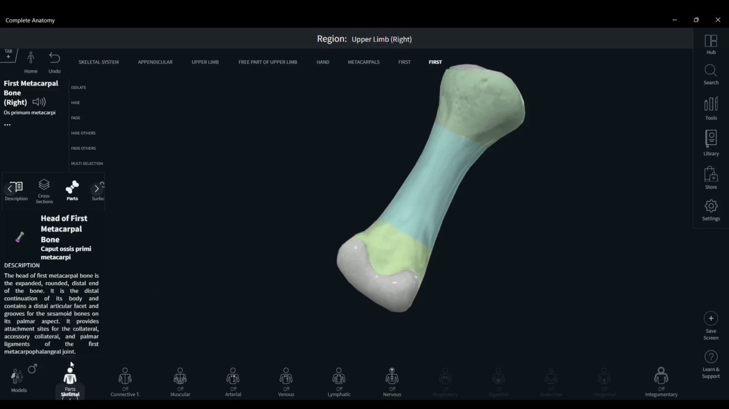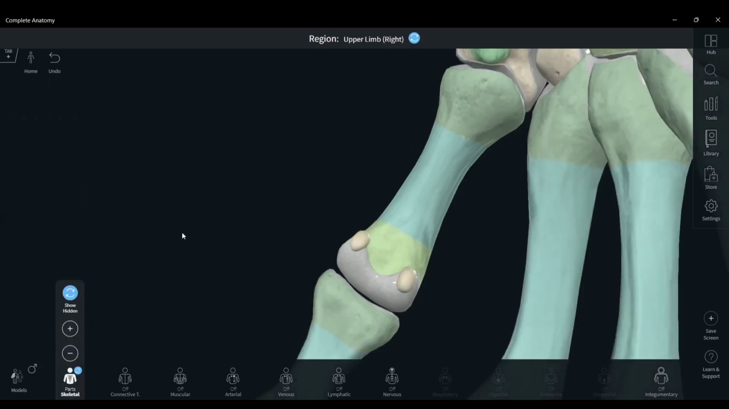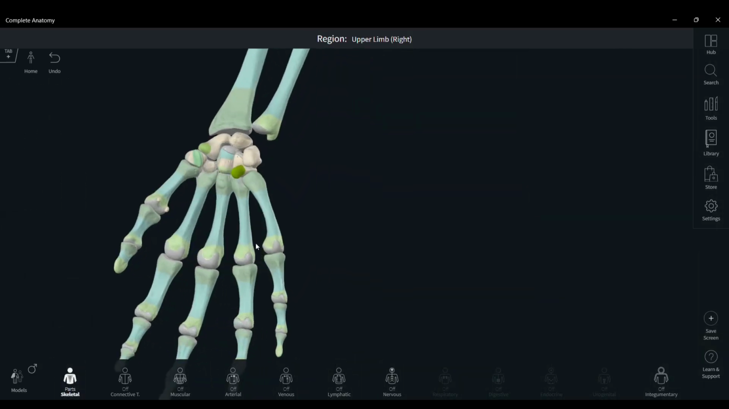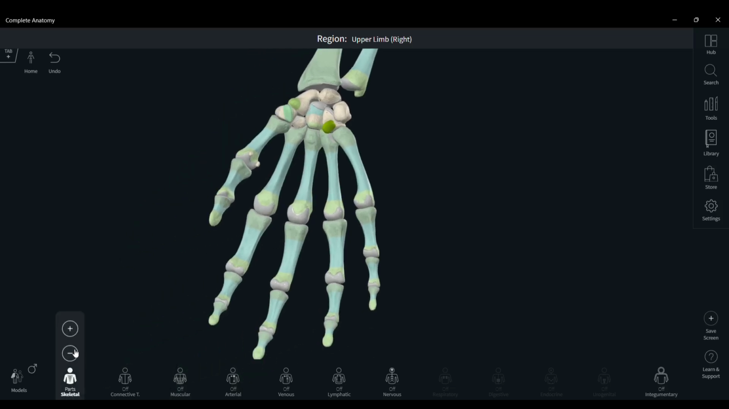Now let's review the bones of the fingers, the phalanges. The fingers are numbered from radial to ulnar. The thumb is digitus primus, or pollex. Then comes the index finger, digitus secundus, or index. Next the middle finger, digitus tertius, or digitus medius. Then the ring finger, digitus quartus, or digitus annularis. And finally the little finger, digitus quintus, or digitus minimus.